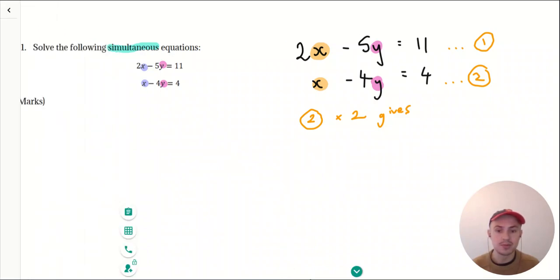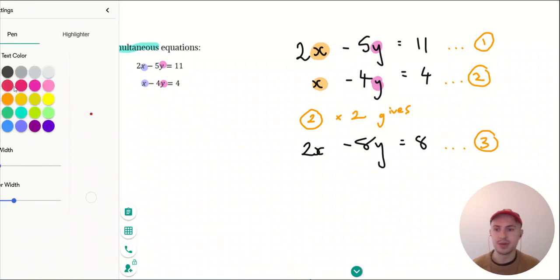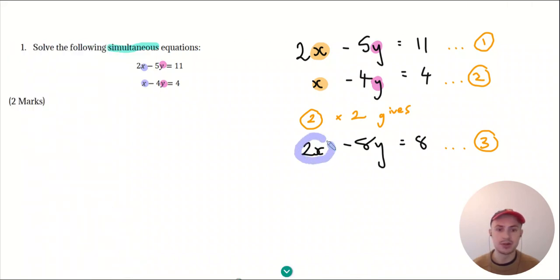can you talk me through it? Yep, 2x minus 8y equals 8. Great. And then we can label this equation 3, always keeping track of all of our equations. So this is great. Now we've got a 2x and a 2x. Great. One 2x is in equation 3, one 2x is in equation 1.